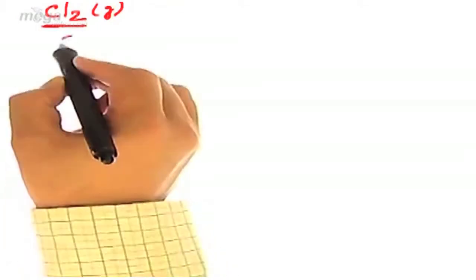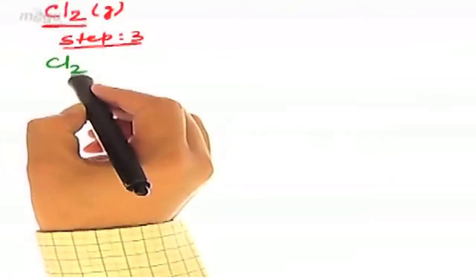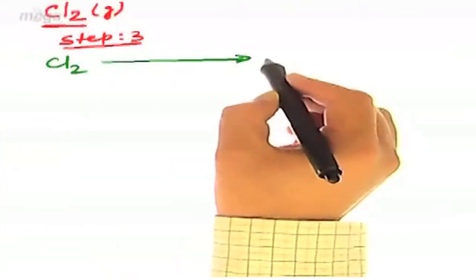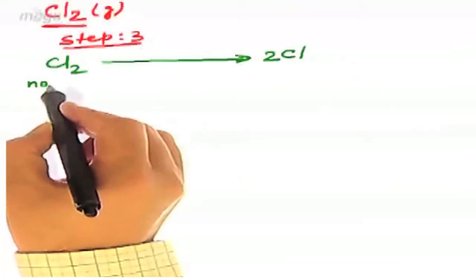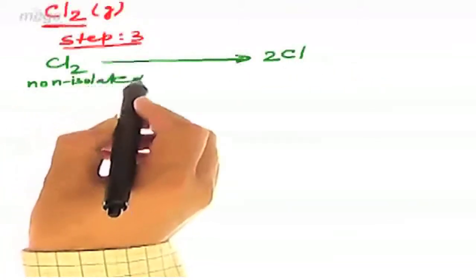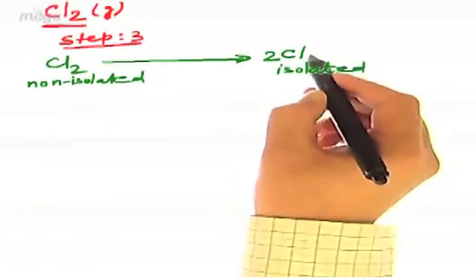So the very first step which will be involved here is that we will have to convert this molecular chlorine or diatomic chlorine into monoatomic, that is isolated state. So Cl2, which is non-isolated, will be converted into chlorine which is isolated. This is non-isolated, although it is a gas. Cl is isolated, it is also a gas.